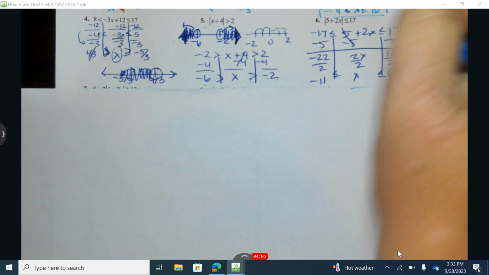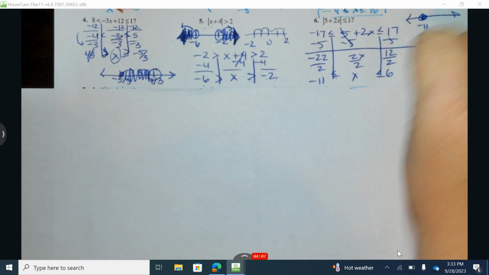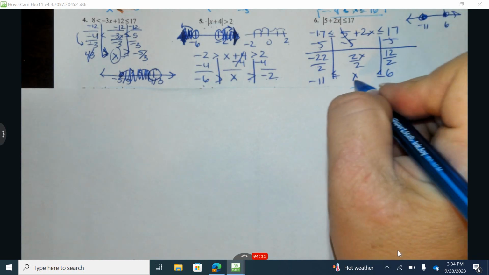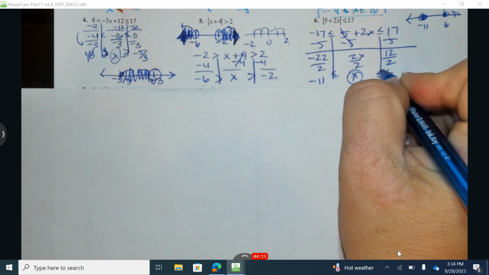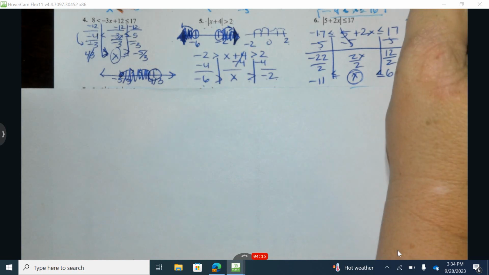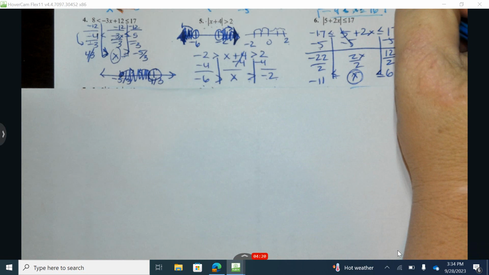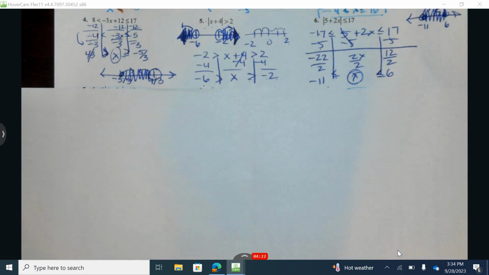I have -11, I include that point. I have +6, I include that point. And what does this say? It says the solution set is going to be less than 6, and it has to be greater than or equal to -11. So it's in between that I'm shading. Let's look at 7, 8, and 9 next.